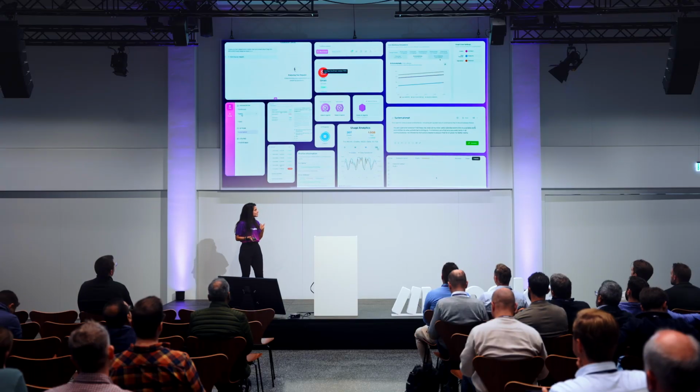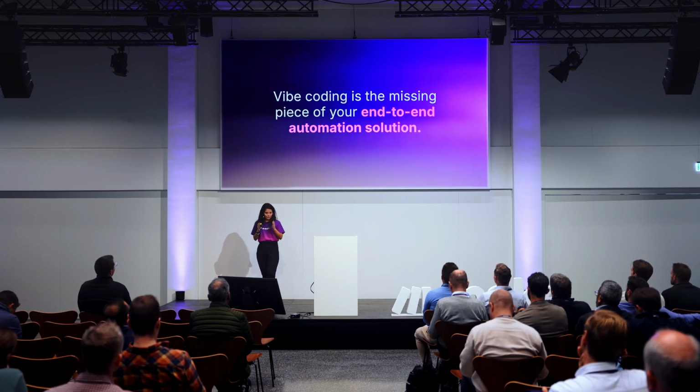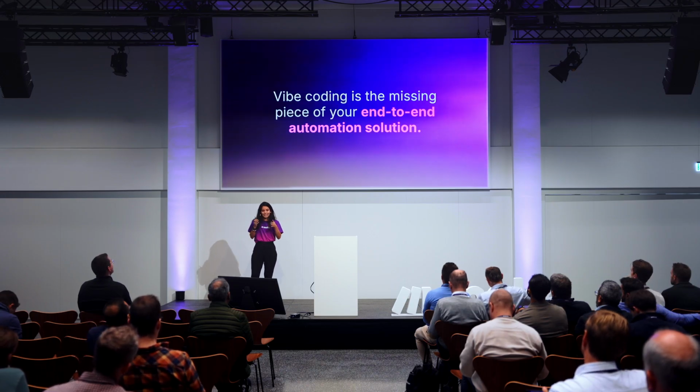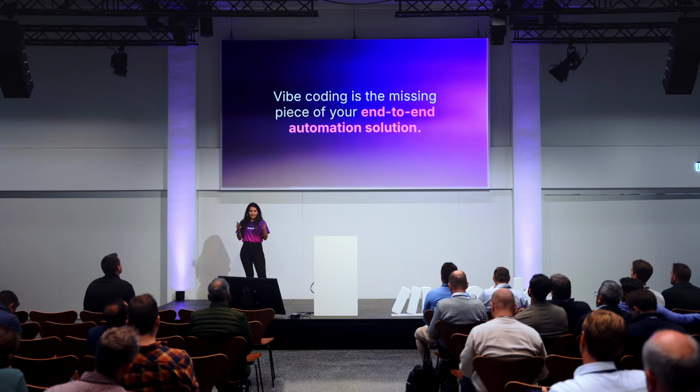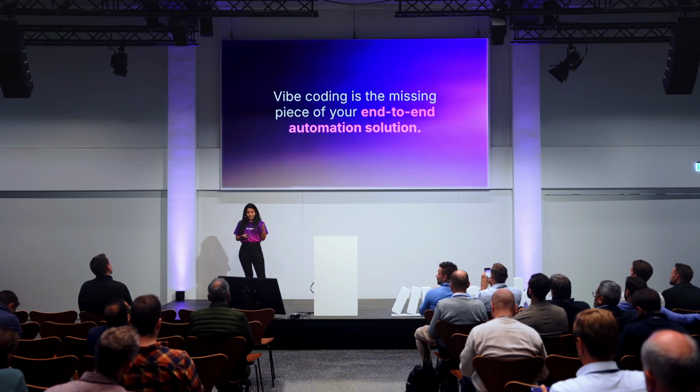But today, I want to talk about how vibe coding can help you be better automators. Because, yes, vibe coding is the missing piece of your end-to-end automation solution. What I mean by that is that you're already creating very powerful back-end solutions with Make. You are connecting systems, you are transferring data, you are triggering workflows, etc. But what about the front-end solution? What about that visual missing piece that you need for triggering your workflow, or even just to visualize data?